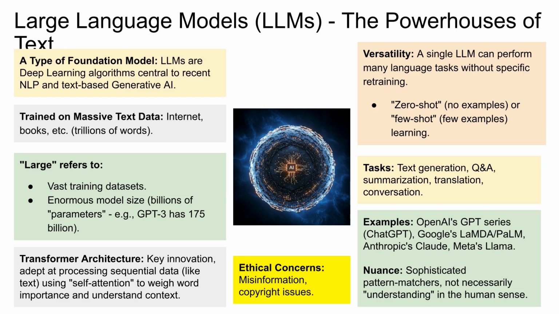A single LLM can often perform a wide range of language tasks without specific retraining, sometimes referred to as zero shot or few shot learning. These tasks include text generation, question answering, summarization, translation, and engaging in conversations. Prominent examples include OpenAI's GPT series like ChatGPT, Google's LaMDA and PaLM, Anthropic's Claude, and Meta's Llama models.